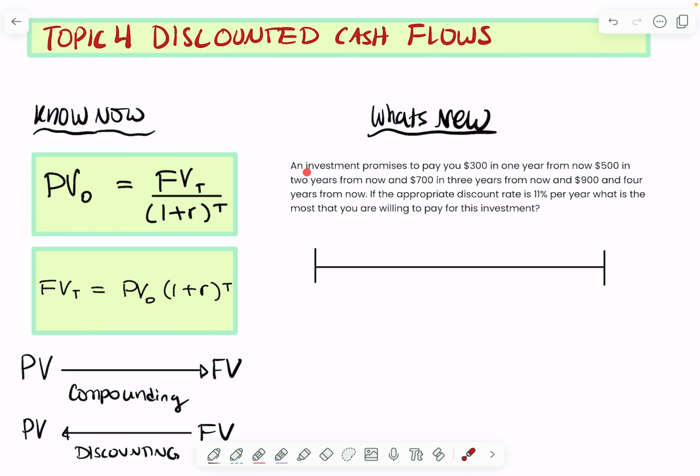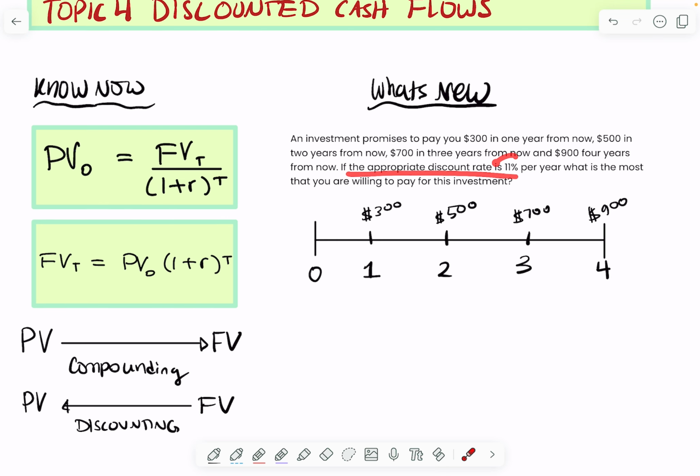So here's my number line, and then I start reading. An investment promises to pay you $300 1 year from now. So this is time 0. 1 year from now, they're telling me, okay, I'm going to pay you $300. $500 2 years from now, $700 3 years from now, and $900 4 years from now. So that's our last year. If the appropriate discount rate is 11%, so our rate is 11% per year, what is the most that you are willing to pay for this investment today?